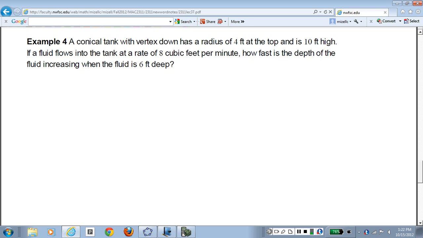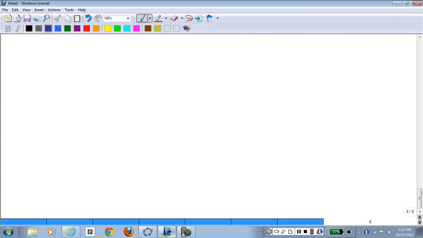A conical tank. I don't know why anybody would want to store stuff in a conical tank, but maybe there are good reasons for doing it. Makes for a great calculus problem, though. A conical tank with vertex down. Maybe that's like a funnel and you can open it at the bottom.